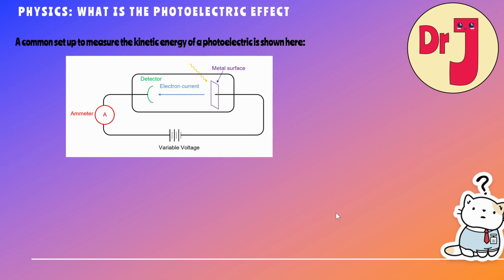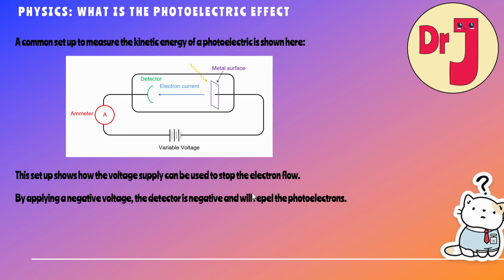So a common setup that we use to study the photoelectric effect is what we see here. What we have is a variable voltage here. So this can be positive or negative. We have an ammeter to measure the current. So we've got light coming in, hits the metal surface, photoelectrons are released, they are detected and measured by the ammeter, and this is our variable voltage.